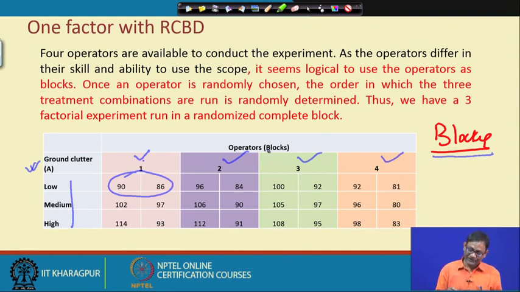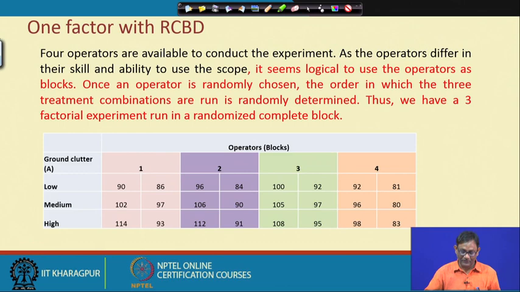So, if you maintain this randomization, and you are in a position to block the operators, the nuisance factors, then you can add this nuisance factor into the design, and this design will be known as randomized block design. And again it is complete because all the settings, low, medium, high, and also all the operators together we have done.